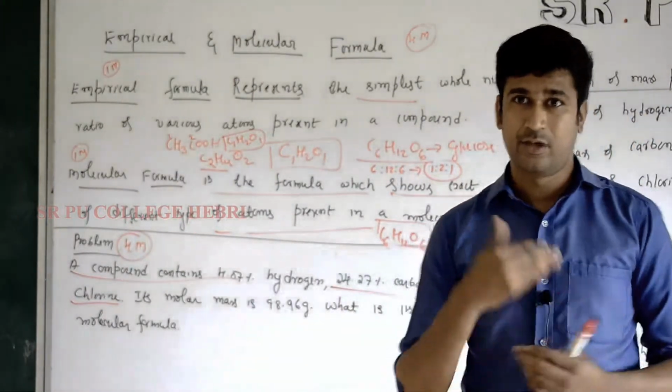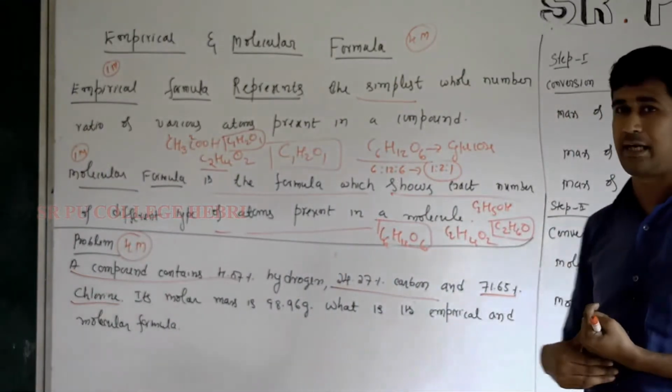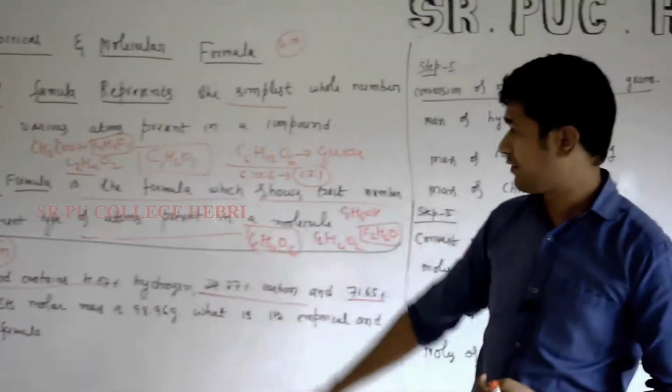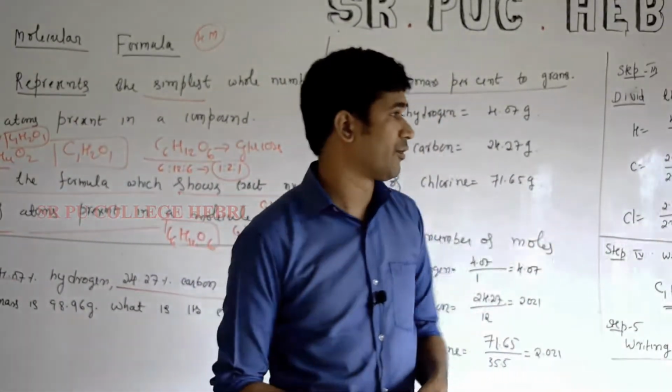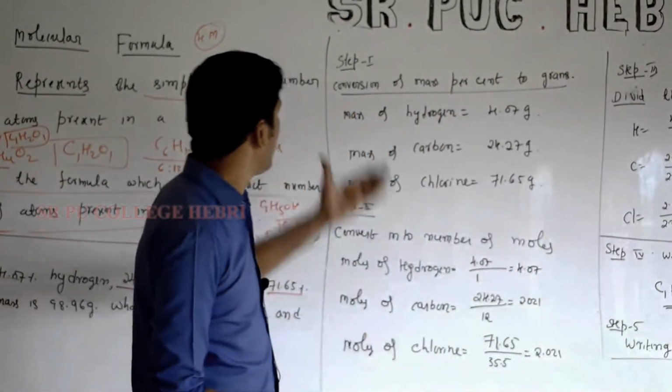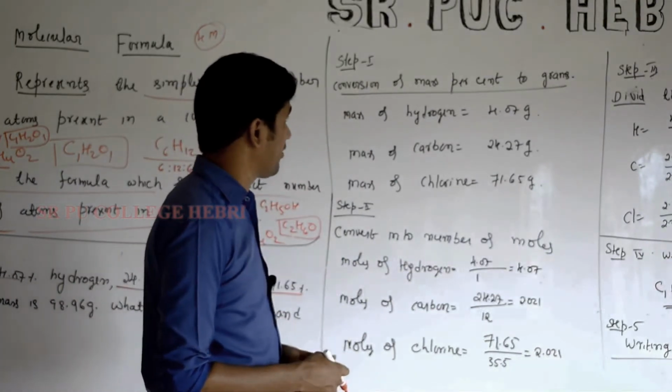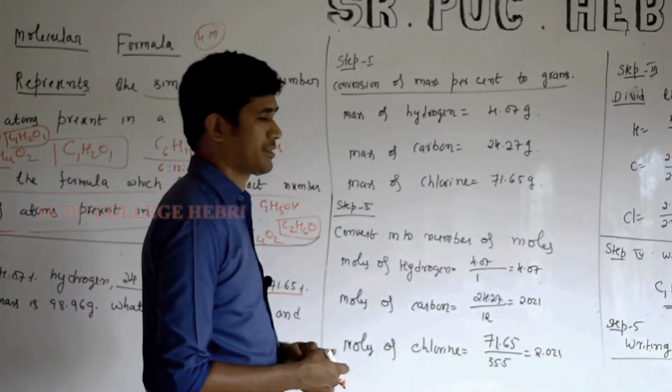Understood? You try to remember. This is very important for competitive exams as well as for your theory exam for 4 or 5 marks. Step 1: first, conversion of mass percent into grams.